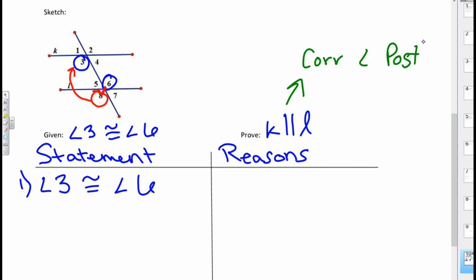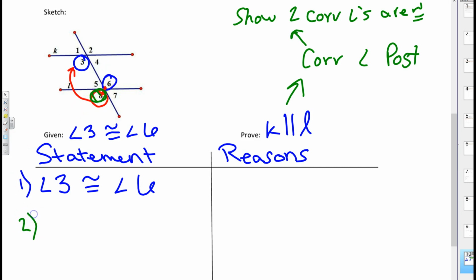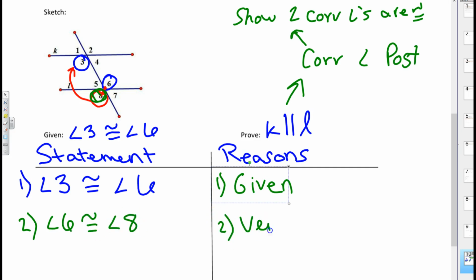So you want to show that two corresponding angles are congruent. If you can do that, then you've proven that the lines are parallel. Well, that's where buddy angle 8 is going to come in, okay? I will be able to show that 8 and 6 are congruent, right? Oh, by the way, my first given here, that's a given, right? I can say that angle 6 is congruent to angle 8 by the vertical angles theorem.